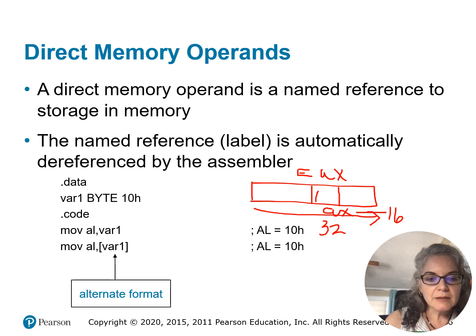This is the AH and this is the AL register. This is 8 bits and this is 8 bits. Okay. So we moved var1 into AL because var1 is defined as a byte, and a byte is 8 bits. If you try to put var1 into EAX or AX, it's going to give you an error. It won't let you assemble. It'll stop you before assembly happens.